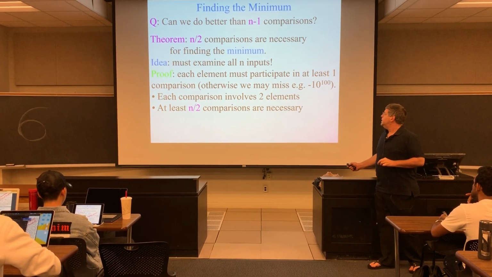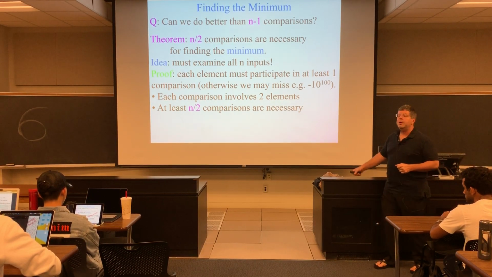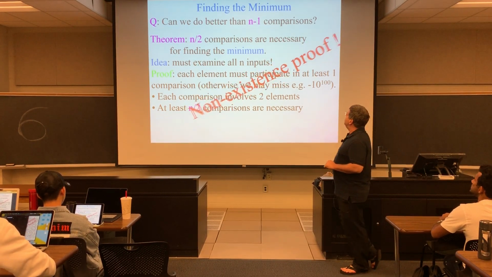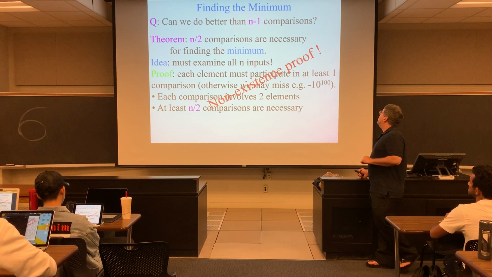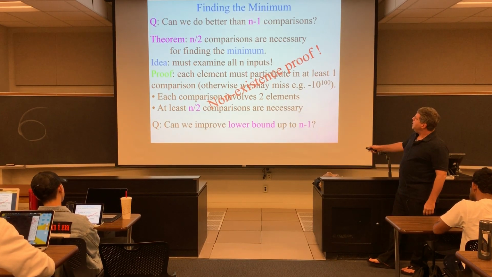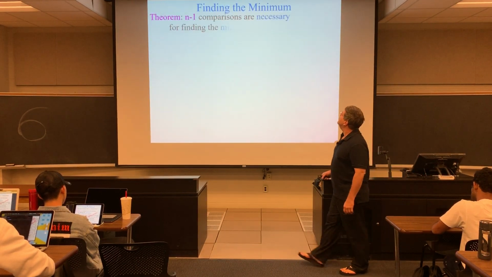Okay. So just saying every input element must be looked at or compared to something else only gives you a lower bound of n over 2, not n, or not n minus 1. But it's not good enough. But it's still a non-existence proof for n over 2. So now we're going to refine this n over 2 lower bound to n minus 1. And this won't be as easy.